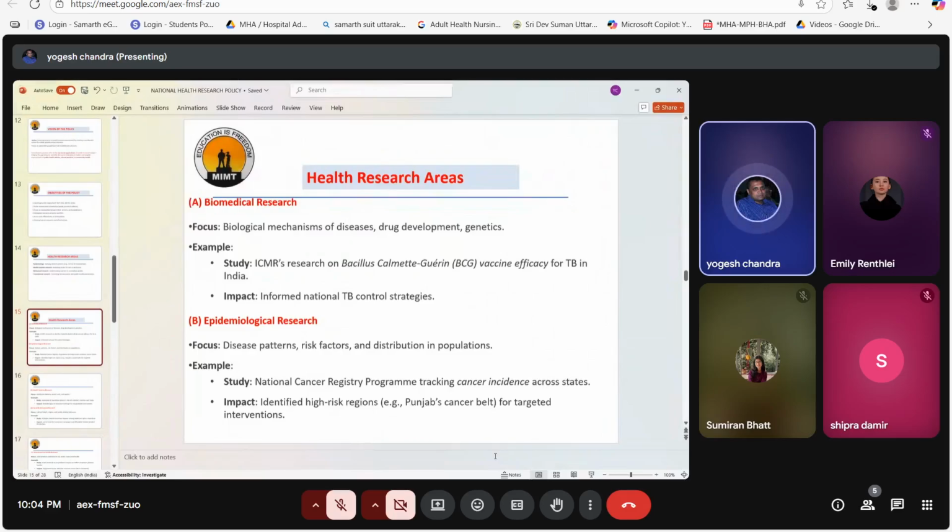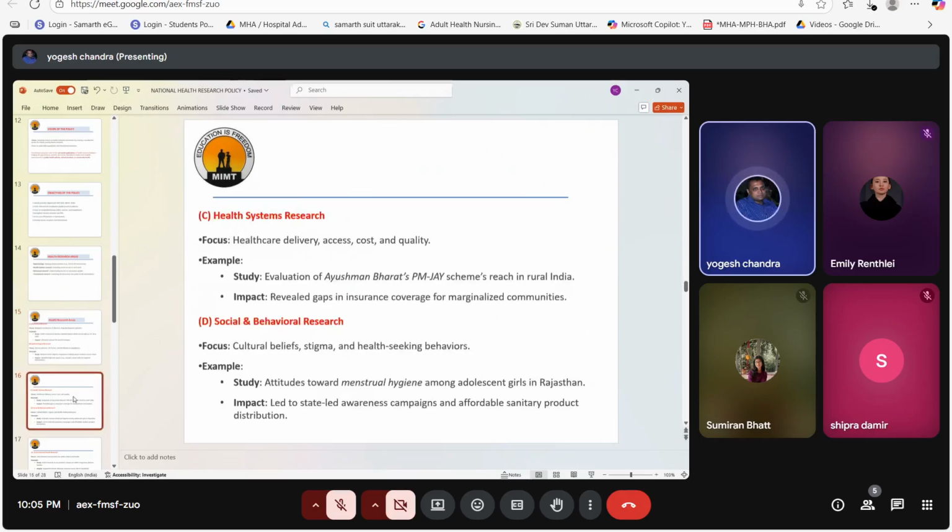Then we talk about epidemiological research. As already told, this tells you disease patterns and risk factor distribution in the population. The National Cancer Registry Program tracks cancer. They tell the incidence rate across various states. Just one example is a high-risk region, Punjab's cancer belt. That has also been identified through this program's tracking system, and we can make some good public health policies to tackle this problem.